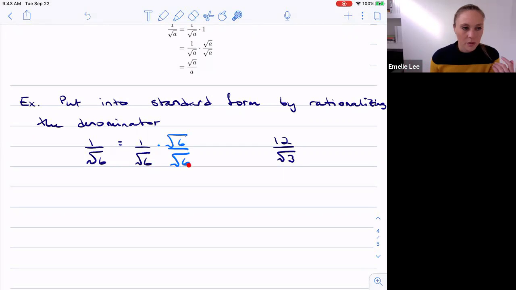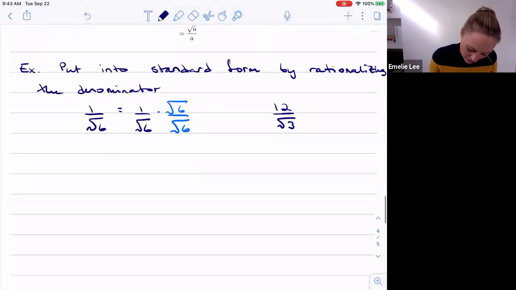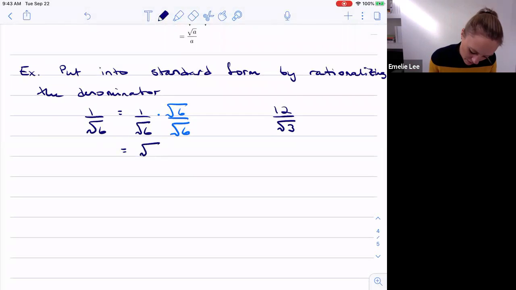Root 6 times root 6 is just going to give me 6. And you can rewrite it as exponents, 6 to the power of 1/2 times 6 to the power of 1/2. I'm multiplying fractions here. So everything that we've seen so far, it's all coming into play, and I'm expecting you to be pretty comfortable with that now. So I've got root 6 over 6. There we go. Now it's in standard form because I've rationalized the denominator.